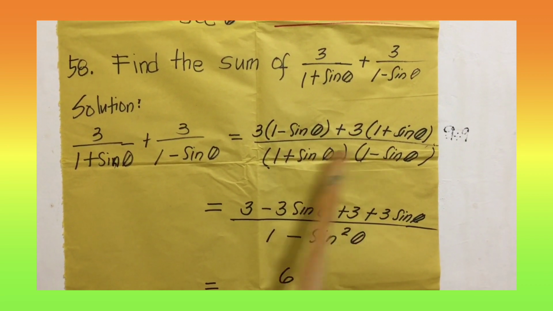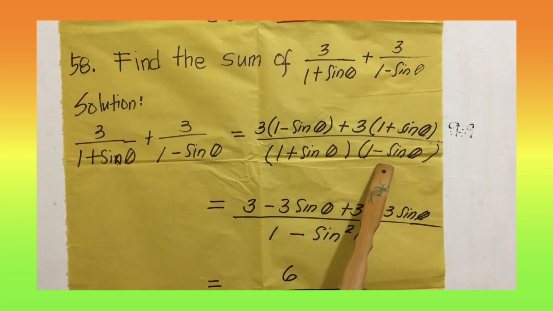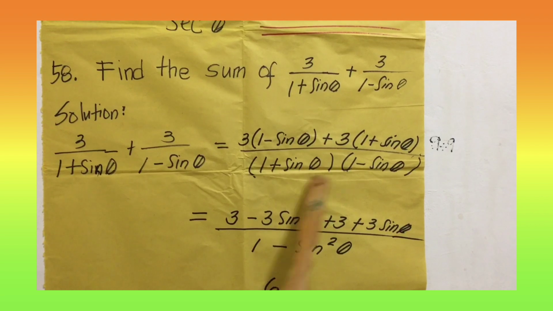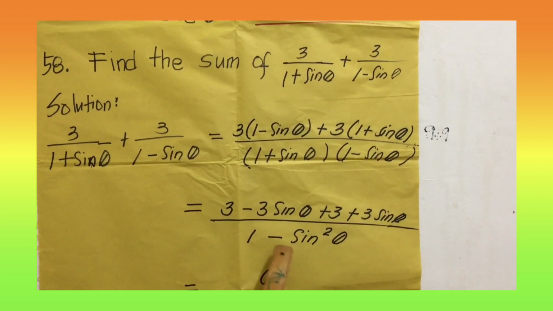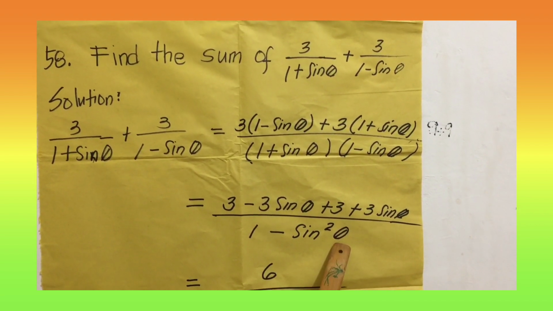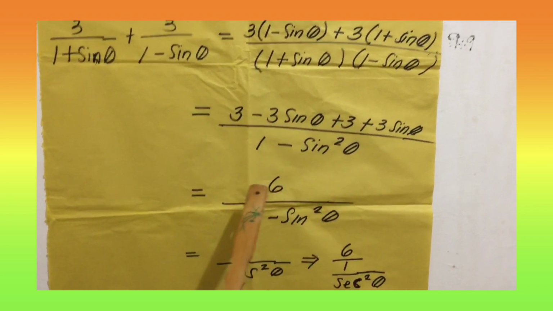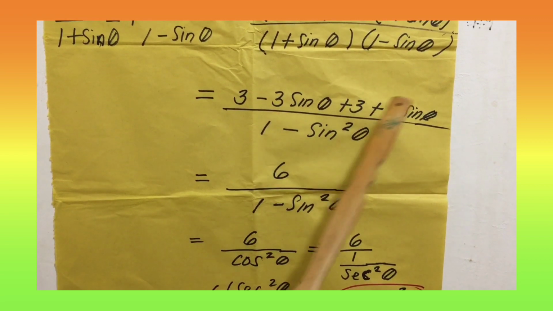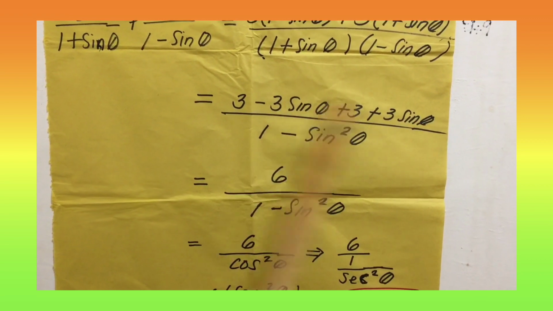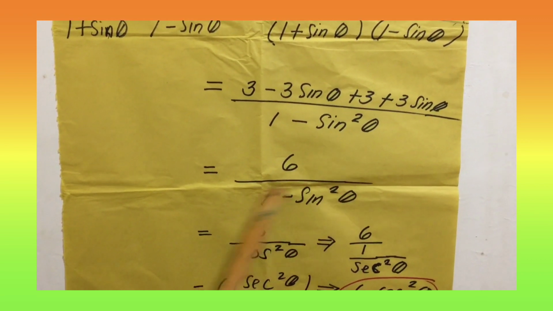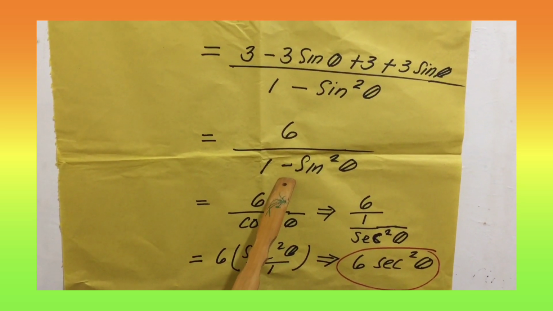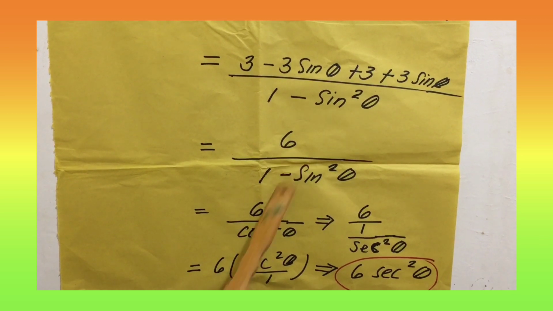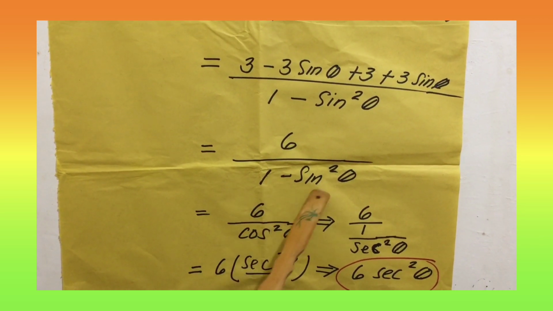All over, we're going to multiply this. If we have positive and negative, we can directly multiply this. 1 times 1 equals 1. Positive sine theta times negative sine theta, we have negative sine squared theta. And then we're going to combine like terms. 3 plus 3 equals 6. Then negative 3 sine theta, then positive 3 sine theta, we are going to cancel this, no more. Over, copy the denominator. And then we have 6 over 1 minus sine squared theta.